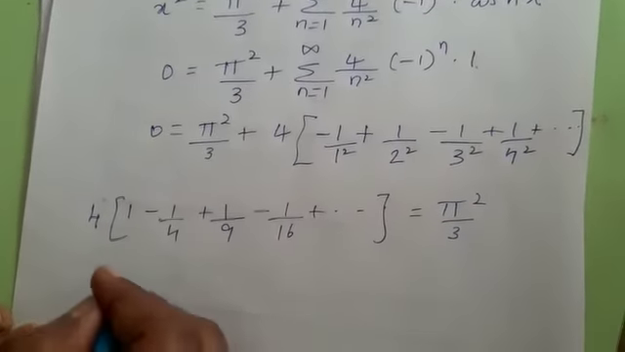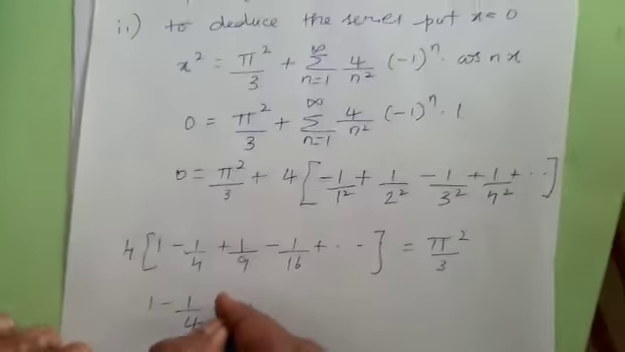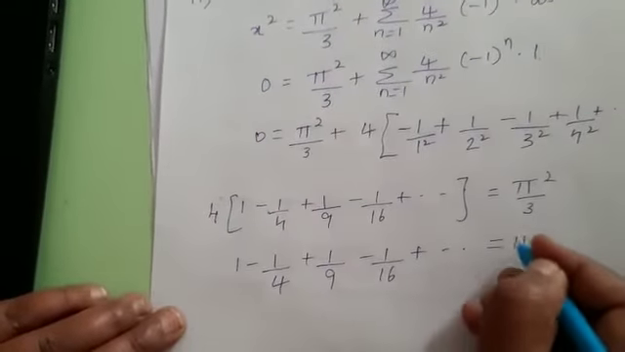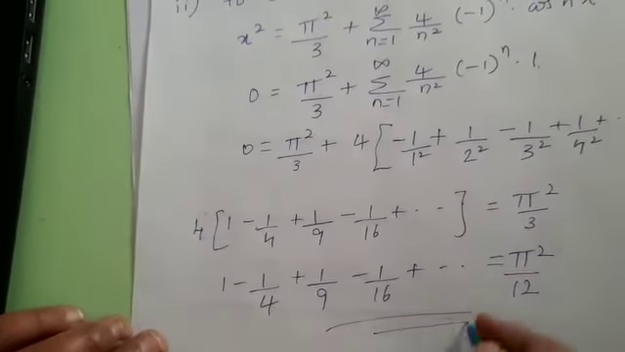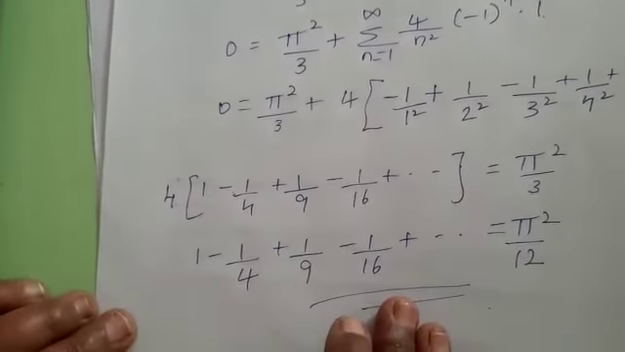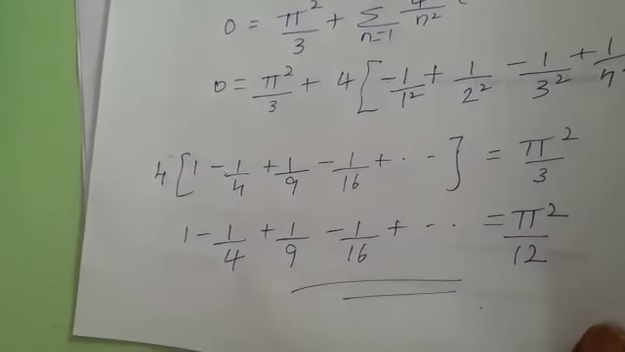Shift this 4 to the other side. So I am remaining with 1 minus 1/4 plus 1/9 minus 1/16 plus etc. is equal to π²/(4×3), that is π²/12. So we have arrived at this answer. So these are some of the problems that we have worked out. Thank you.